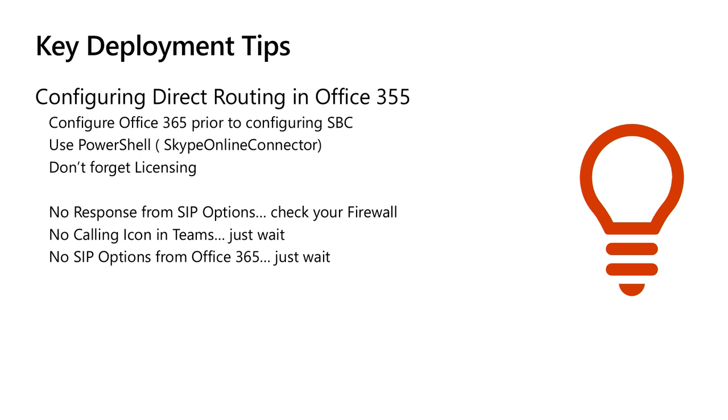If you're not getting any response on SIP options, you basically check your firewall. If your firewall's okay, and it's under 24 hours, just wait 24 hours. Generally, it'll fix itself. If you're not getting calling items, just once again, wait. It can take a little bit of time. SIP options again from Office 365, wait. Anytime I get a support call, if it's under 24 hours, I'll say to the person, double check everything. If it all looks right, wait till tomorrow, come back, and everything should be good.